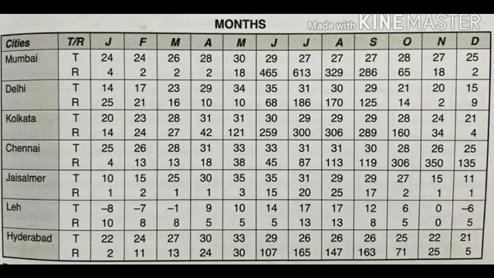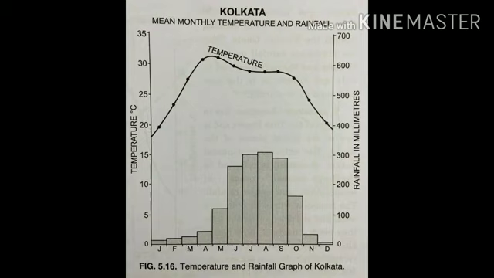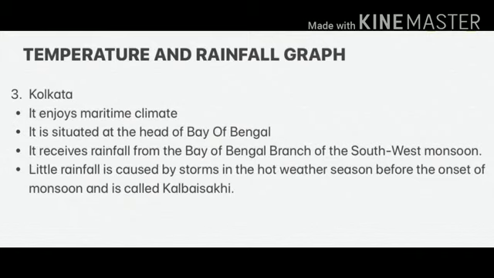The temperature starts rising in January itself and continues to do so till April-May. It remains almost constant up to September-October under the influence of rain-bearing winds from the Bay of Bengal. After that, it starts falling as the winter season sets in. Little rainfall is caused by storms called Kal Baisakhi in the hot weather season before the onset of the monsoon.